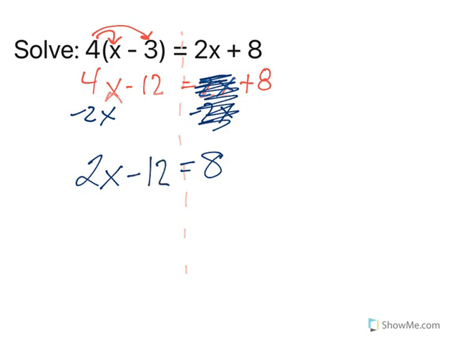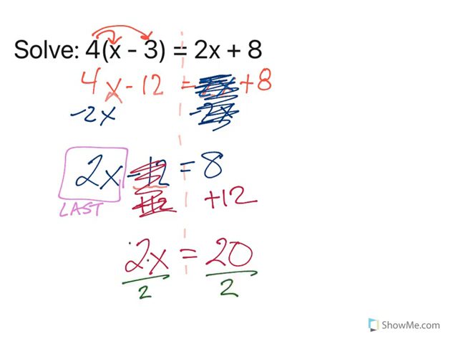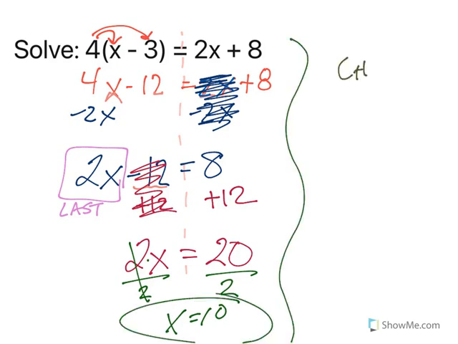So now I have the x's on the left. So again, remember, whatever's touching x, this is my last step. So that means I need to get rid of this minus 12. How do I get rid of minus 12? I add 12, right? You're always doing the opposite operation. So negative 12 plus 12 is 0, and I am left with 2x equals 20. Last step, I have 2 times x, so I'm going to divide both sides by 2, and I end up with x equals 10.